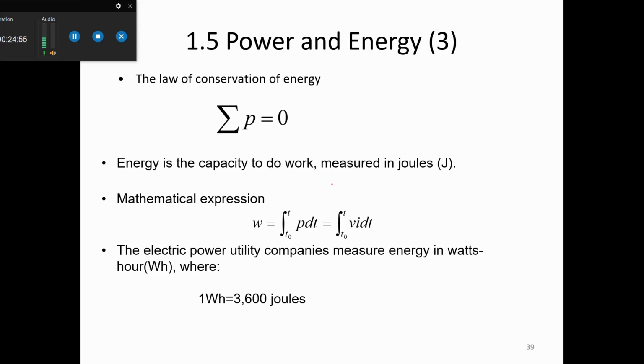Energy is the capacity to do work, measured in joules, and we can get the work by integrating power with respect to a specific time interval. And 1 watt hour is equal to 3600 joules.